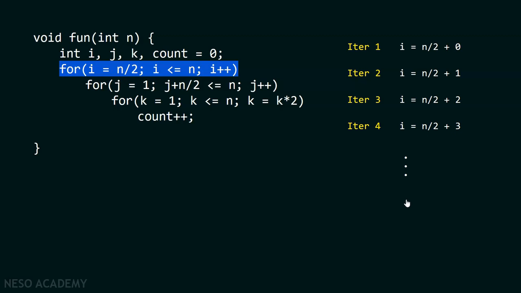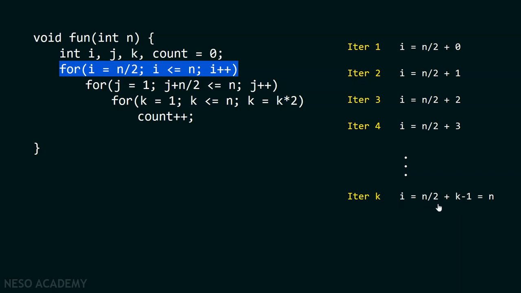Now let us assume that we are running up to iteration number k. In that case, I will be equal to n by 2 plus k minus 1. Here you can clearly see in the iteration number 1, this value is 0. Iteration number 2, this value is 1. While this n by 2 remains constant, only this value is changing with the iterations, right? In the iteration number 3, this will be 2. Iteration number 4, this is 3. So similarly, in the iteration number k as well, this will be k minus 1.